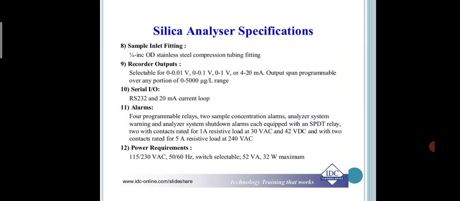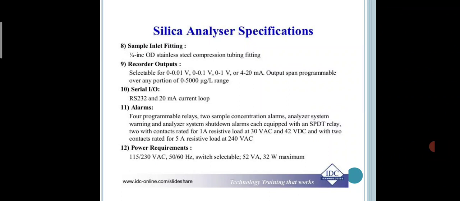Next, the sample inlet fitting: half-inch OD stainless steel compression tubing fitting. Recorded outputs: selectable for 0 to 0.01 volt, 0 to 0.1 volt, 0 to 1 volt or 4 to 20 milliamps. Output span programmable over any portion of the 0 to 5000 micrograms per liter range. The serial input output: RS-232 and 20 milliamp current loop. This is the serial output for the silica analyzers.